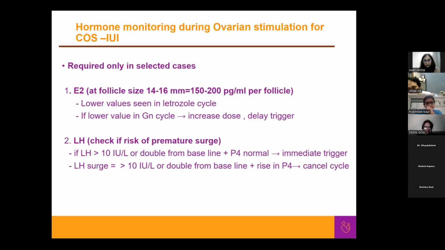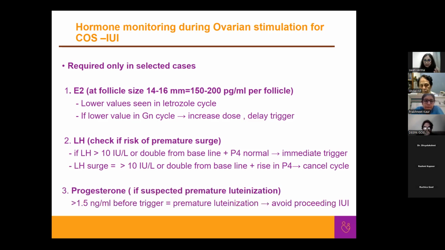LH should be checked only in cases where premature LH surge is suspected. If the LH levels are more than 10 or double from the baseline and the progesterone levels are normal, then we can immediately trigger the cycle and save the cycle for IUI. If the LH surge is there, meaning LH levels are more than 10 or double from the baseline, plus progesterone has already risen, as in our patient where a 1.6 level was there, then we should cancel the cycle. The progesterone levels are done only in cases where there is a doubt of premature luteinization.